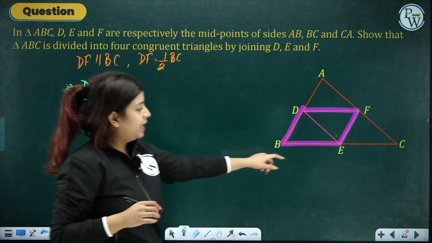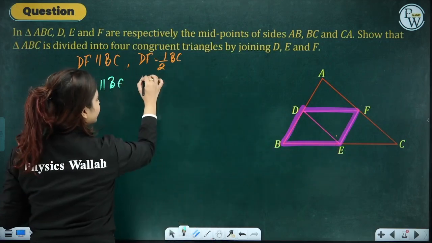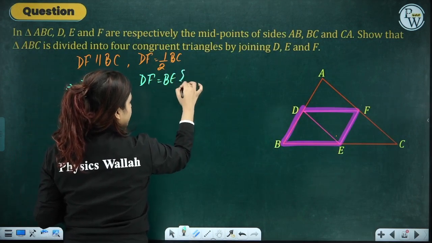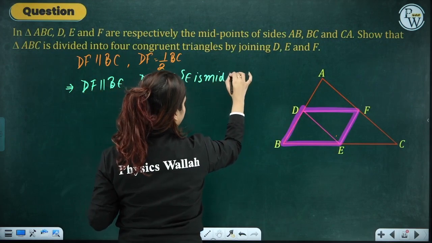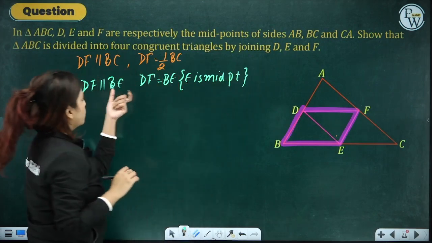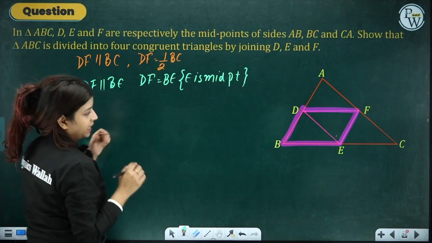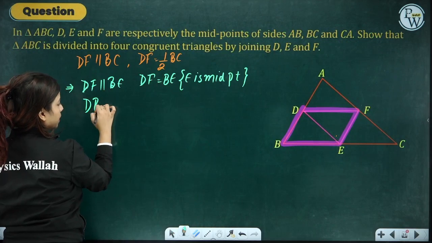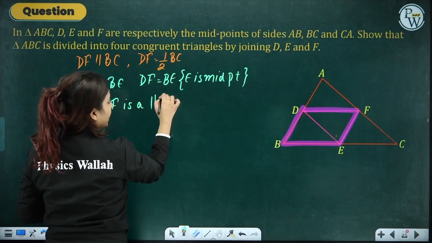And since E is the midpoint of BC, DF will be equal to BE, as E is the midpoint. Since one pair of opposite sides is equal and parallel, we can say that DBEF is a parallelogram. So DBEF is a parallelogram.